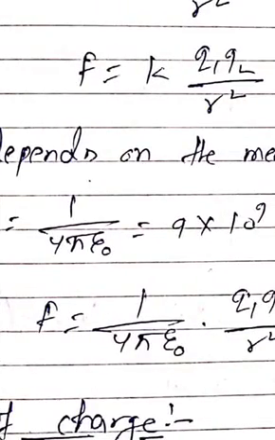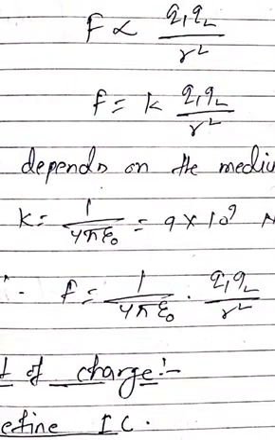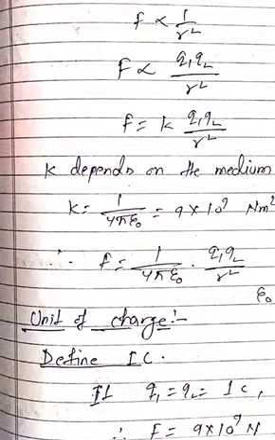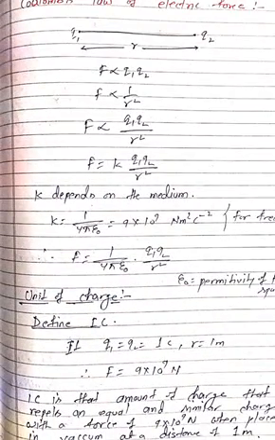What is epsilon naught over here? The meaning of epsilon is permittivity of the medium. If it is epsilon naught, it means permittivity of free space, because it has a 0 over there. If it is only epsilon, it means the permittivity of some medium.